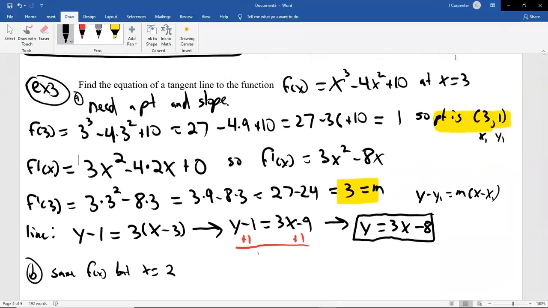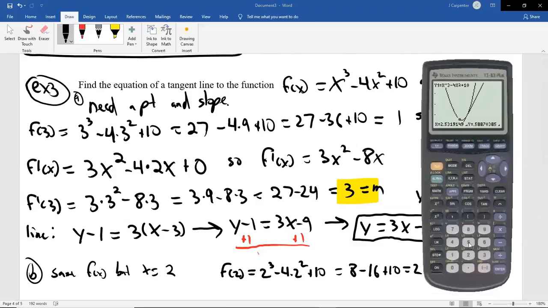So our function is still x cubed minus 4x squared plus 10. Our derivative is still 3x squared minus 8x, but now we're plugging in x equals 2. So f of 2, to get our point, would be 2 cubed minus 4 times 2 squared plus 10, which is 8 minus 2 squared is 4, 4 times 4 is 16, plus 10. 8 minus 16 is -8, -8 plus 10 is 2. So our point is 2, 2. We can confirm that with the calculator. I just type 2 and hit enter. Yep, there we go, height of 2.